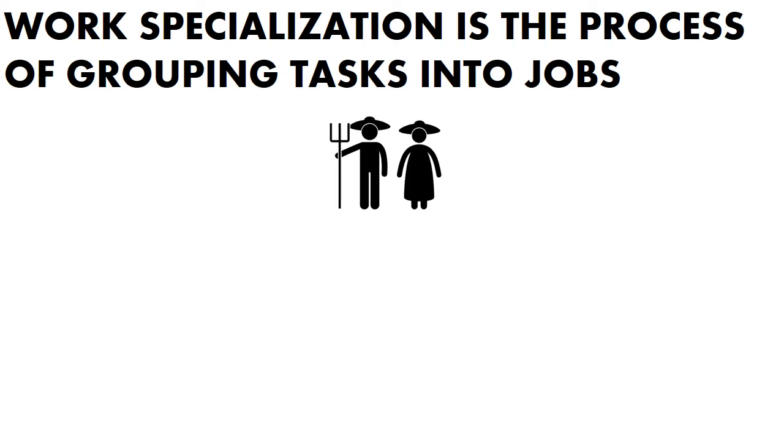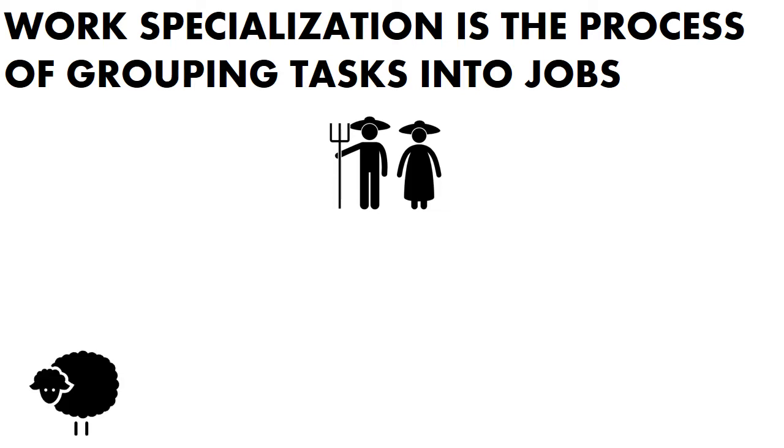Work specialization is the process of grouping tasks into jobs. In fact, the word job comes from a word that means lump. So a job is when you lump together a certain set of tasks. Now imagine it's 200 or 300 years ago and you wanted a sweater. What's the first thing you would do?